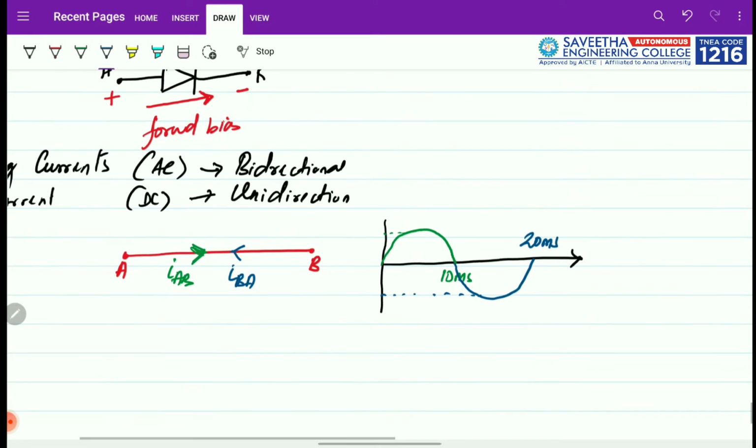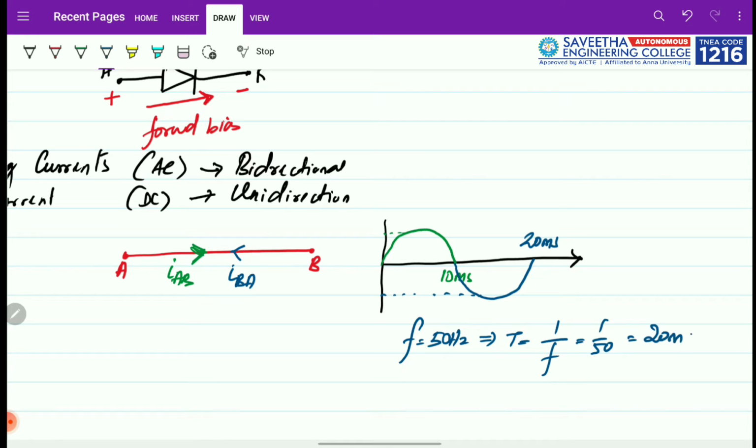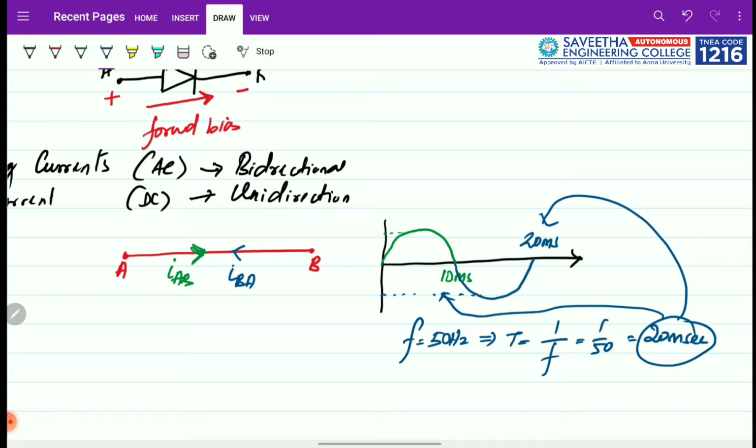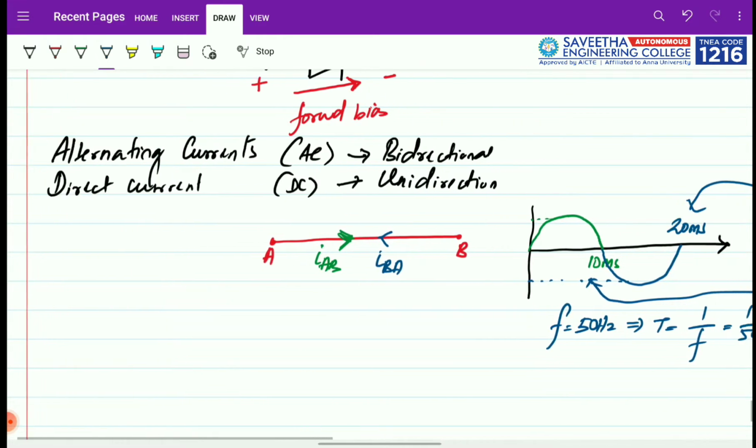This is for a 50 hertz supply. I say the frequency is 50 hertz. When I find the time period, it's 1 divided by f, which is 1 by 50, which gives you 20 milliseconds. So out of 20 milliseconds, in the first half cycle the current will be in one direction, from A to B, and in the second half cycle the current will travel in the opposite direction. So there is an alternating of current directions. This is why the currents in AC circuits are called bidirectional.